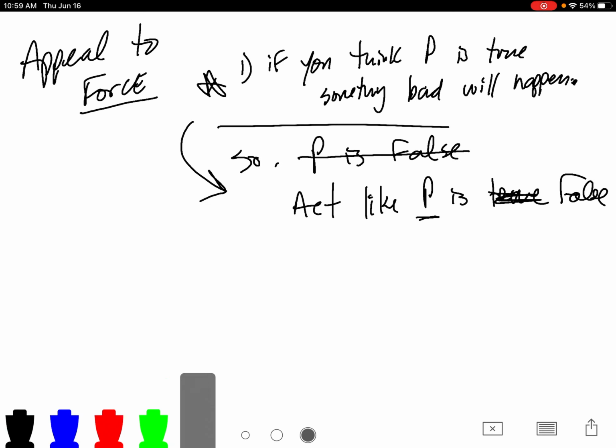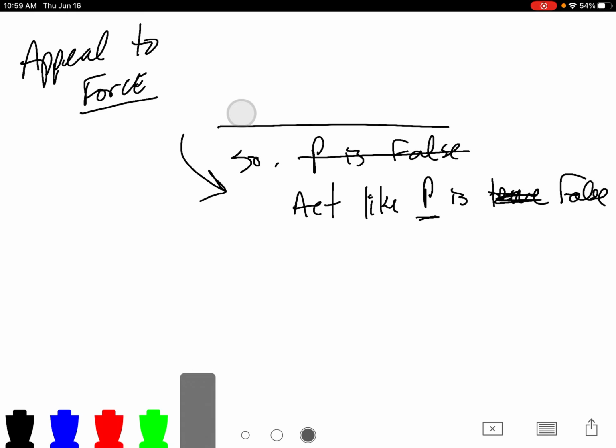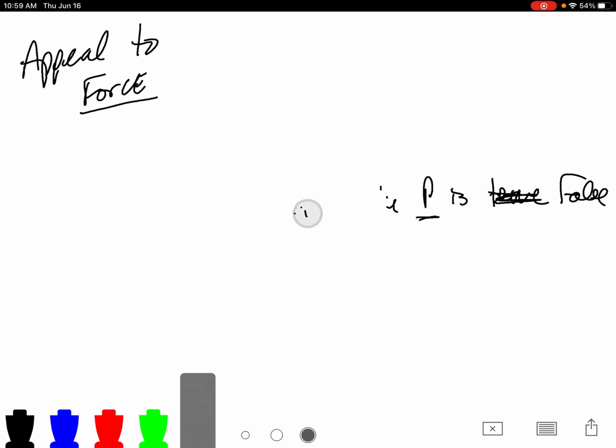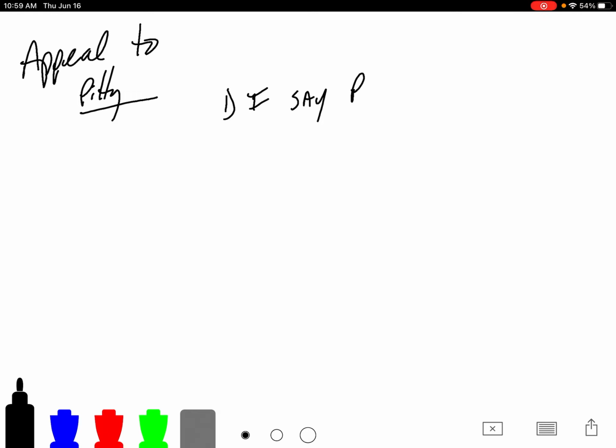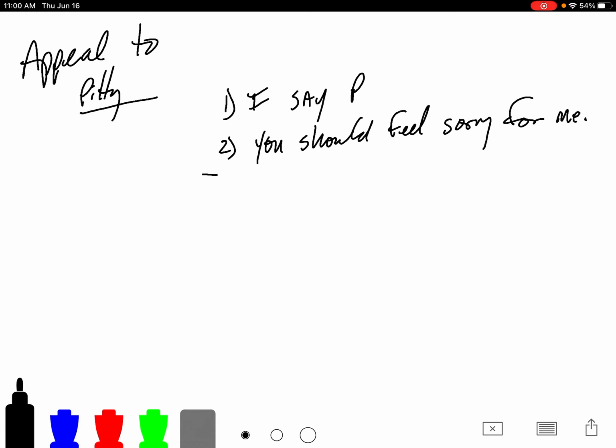All right, let's go to another one. So that is the appeal to force. There are times when people mention that something bad will happen and that's not relevant to the conclusion. The next appeal fallacy we'll discuss will be the appeal to pity. And that goes something like this. I say some proposition P is true. You should feel sorry for me. Or bad for me. So P is true.